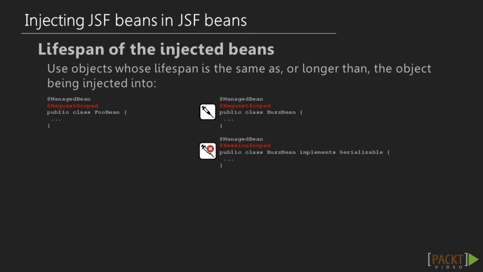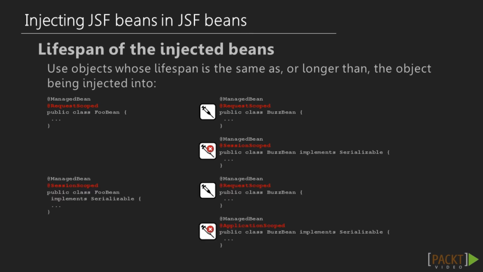For example, the request scoped fooBean can be injected in the request scoped buzzBean, but it cannot be injected in the session scoped buzzBean. Or the session scoped fooBean can be injected in the request scoped buzzBean, but it cannot be injected in the application scoped buzzBean.